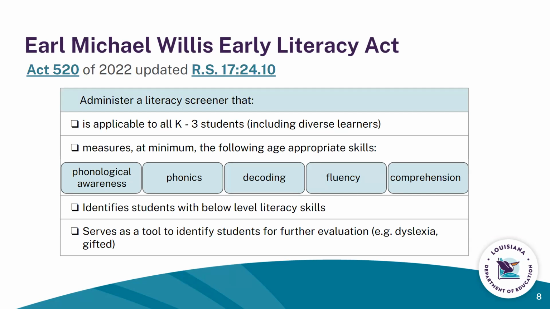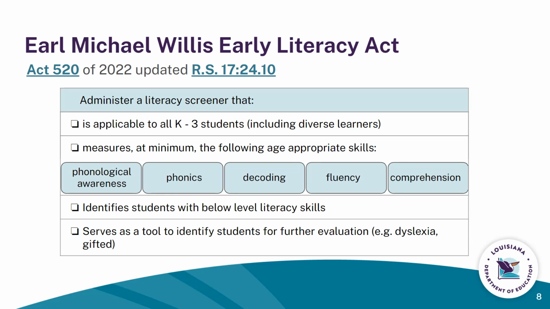Earl Michael Willis Early Literacy Act. As you've likely heard and reviewed, Act 520 was updated to include the development of literacy programs for all students in grades K through 3rd, including those students with disabilities. The Act indicates a literacy screener will be selected to assess all public school students in K through 3rd grade. That screener should assess phonological awareness, phonics, decoding, fluency, and reading comprehension. These are the minimum skills that should be measured for each student.